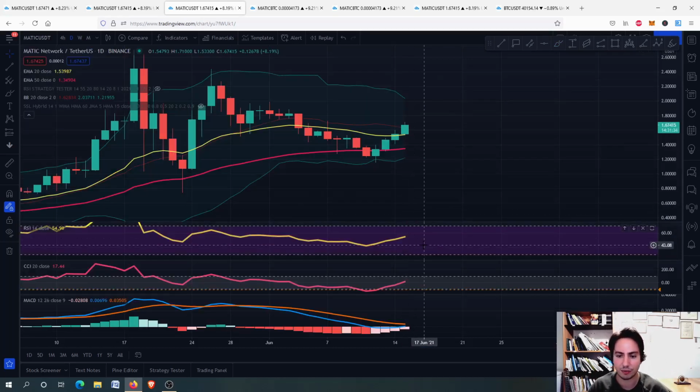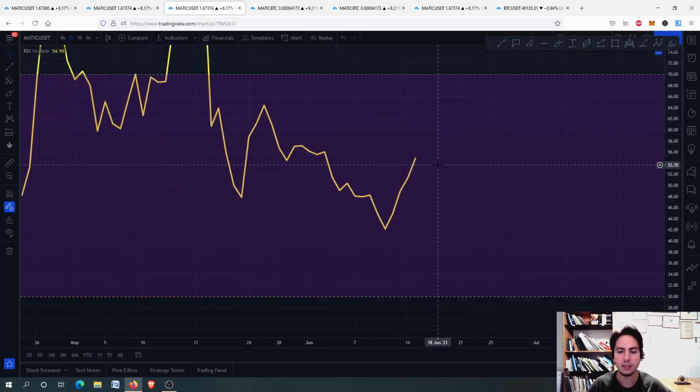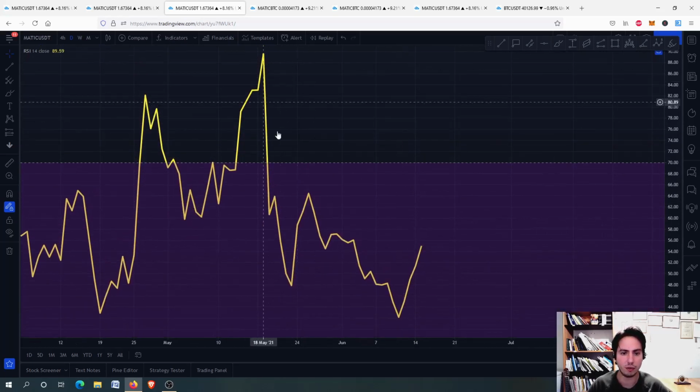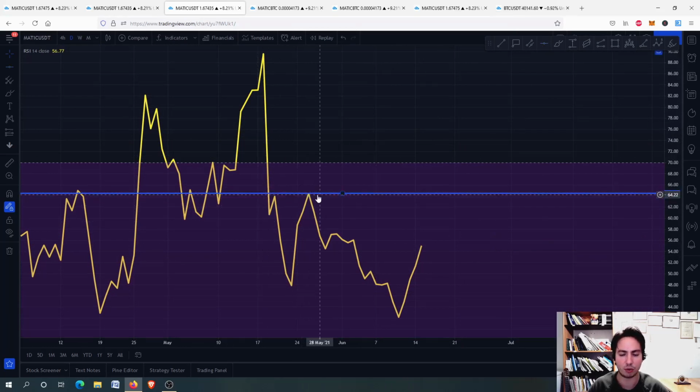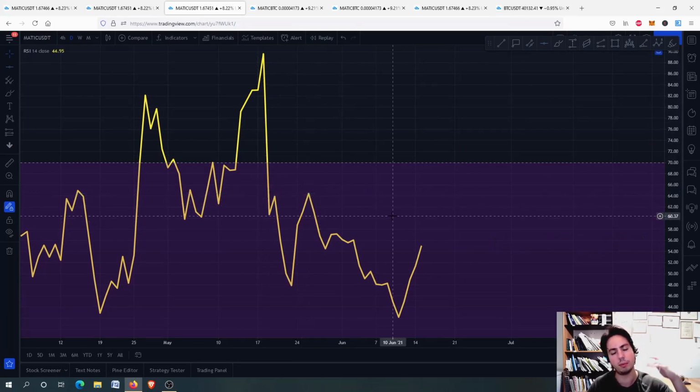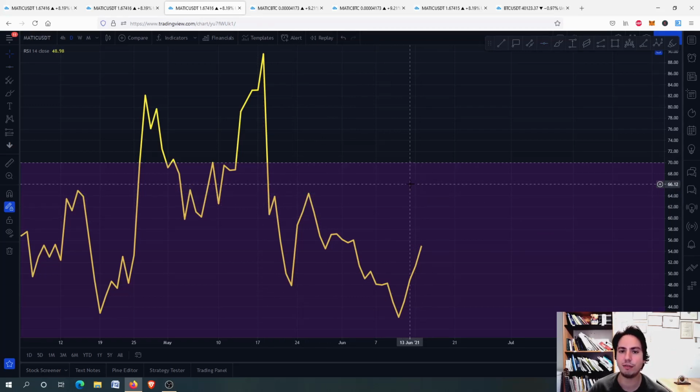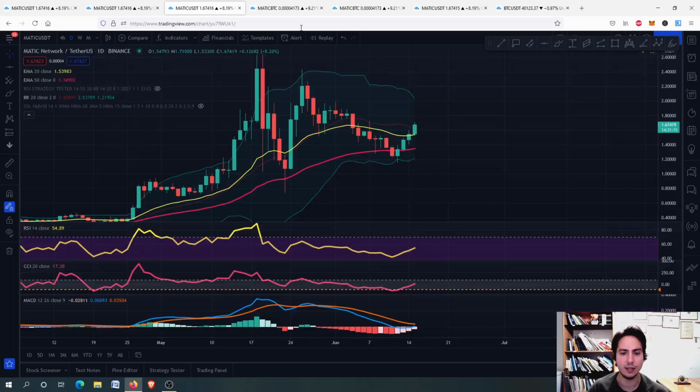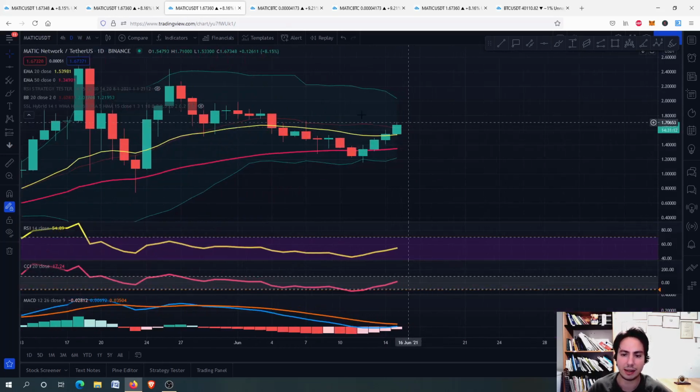Right now, we have room to grow. We might not grow more though, because we have lower highs for the RSI pattern. What we want to see is to surpass this high right here for the RSI. Breaking this will be extremely good, and we will be able to retest the 1.94 USDT, right? So therefore now we are in the middle of the Bollinger Bands.